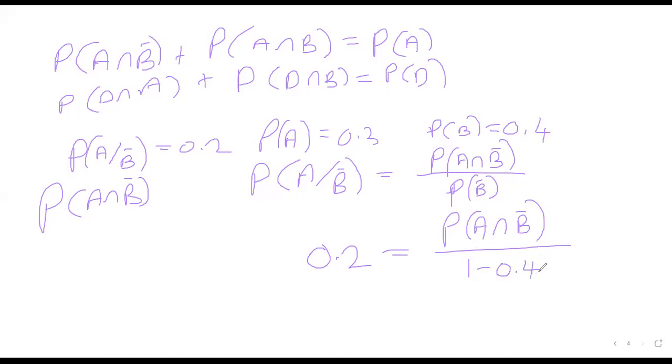All right? And when you cross multiply, we're going to have A intersection B complement will be what? 0.12. All right.